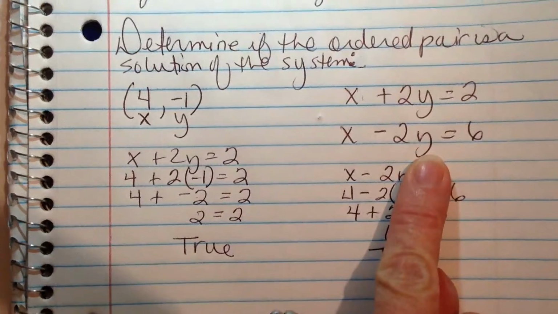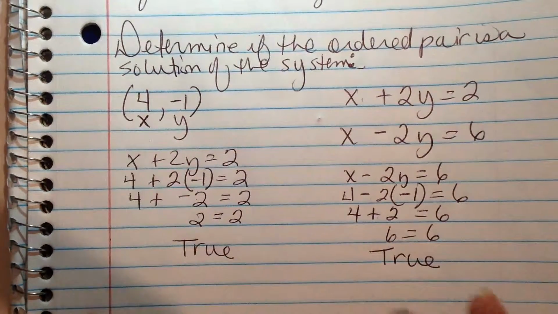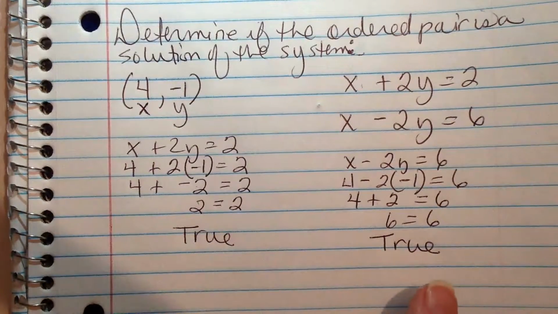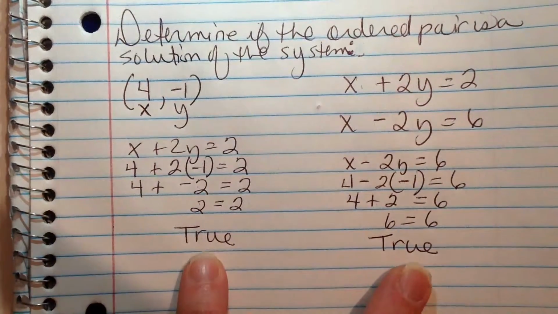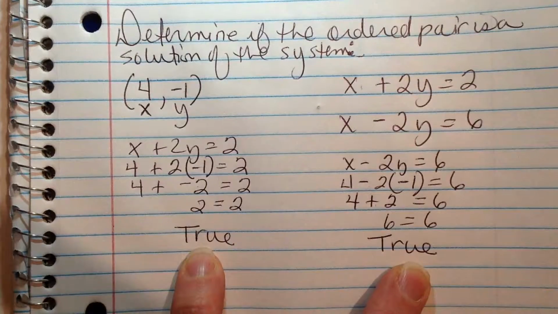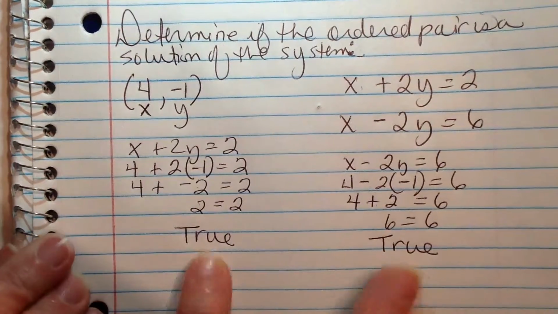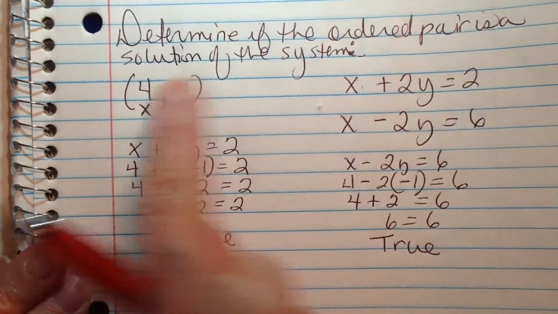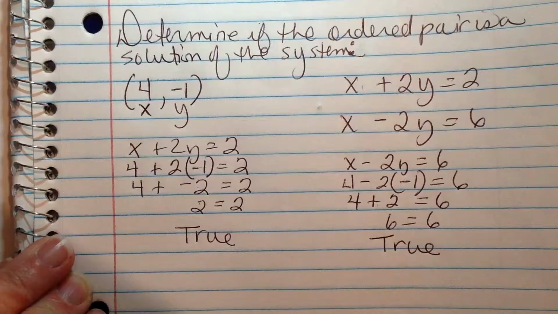Now, in order for a point to be a solution, it has to be true for both. So if one was true and one was false, this point would not be on both of the lines. So the point would not be the intersection of the two lines. Therefore, in order for this answer to be correct, both of these have to be true. So yes, this is the solution of these two lines. This would be the point where these two lines would intersect if they were graphed. Now let's look at the next example.